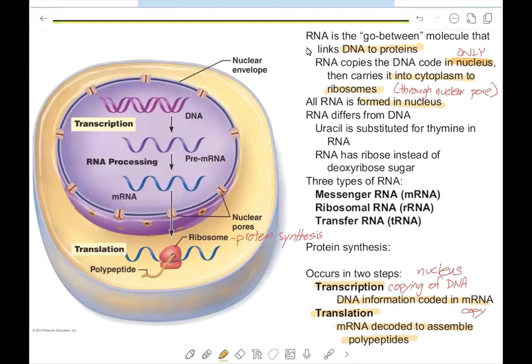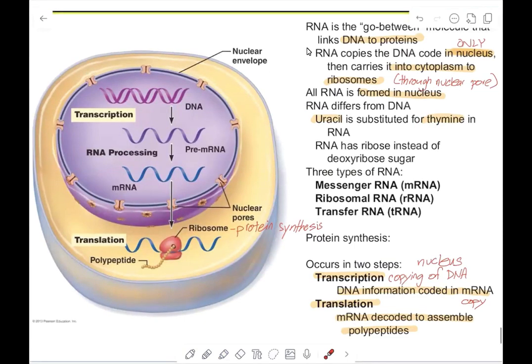RNA differs from DNA in that uracil is substituted for thymine. So on the test, if I show you a list of nucleotide bases, you should be able to tell if it's DNA or RNA. So if you see a U, you know it's RNA. If you see a T, you know it's DNA.